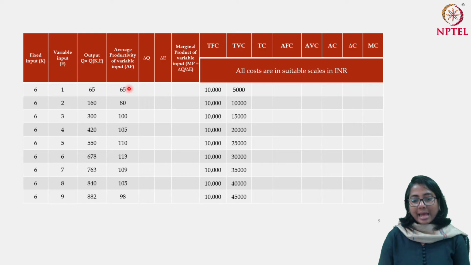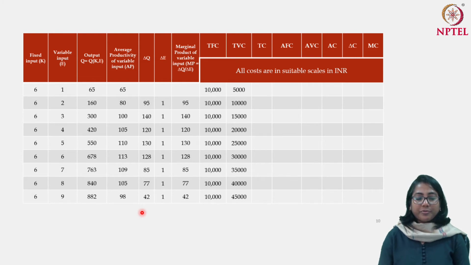So you see what is happening to average productivity. Initially, the average productivity is increasing up to this point, from 65 to 113, your average productivity has increased. After that, the average productivity is declining. We'll quickly come to the explanation of this kind of behavior of average productivity when we pay more attention to the shape of the curve.